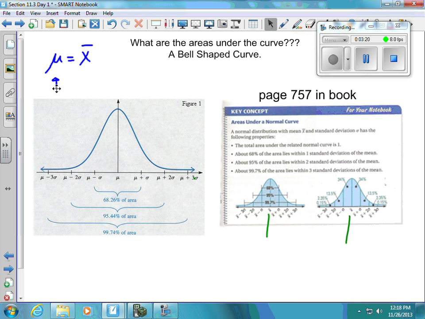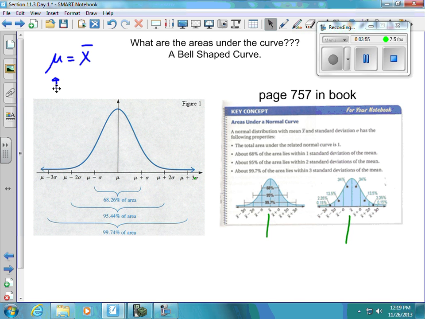In your book, the key concept, on page 757, has a similar graph. This is the one we're going to use more often. These are some facts to know about areas under the normal curve, and it might be hard to read, so you might want to look at page 757. X bar is the mean, and with the standard deviation, it has the following properties. The total area under the related normal curve is 1. If you could add up everything and go out forever and ever, we can see over here it got really close at 3 standard deviations away, but the area is 1, or 100%.